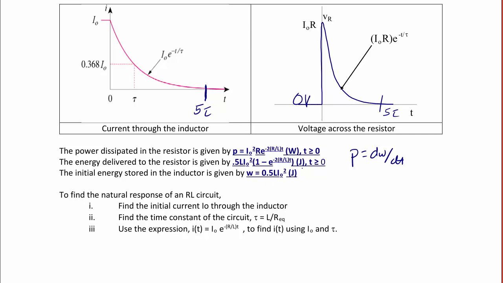So the steps to find the natural response of an RL circuit are: find the initial current I0 through the inductor; find the time constant for the circuit, which is tau equal to L over R equivalent, or L over R Thevenin, where R Thevenin is the resistance seen by the inductor; and use the expression I of t equals I0 e to the negative R over L t, or I0 e to the negative t over tau, to find I of t using I0 and tau. Any other voltage, current, power, or energy that you need to find in the circuit, you can find using the equations here, or the fact that the voltage is equal to L di dt.